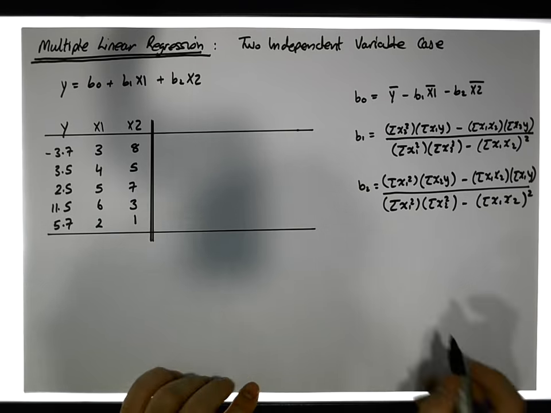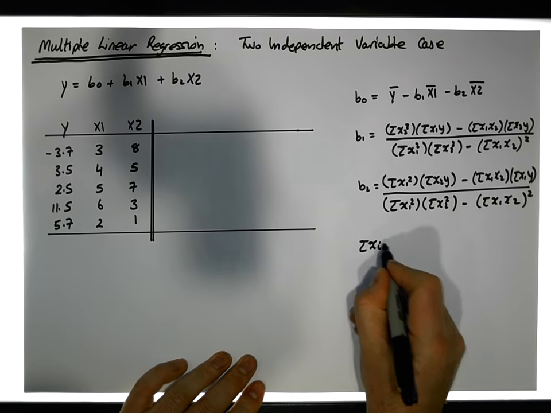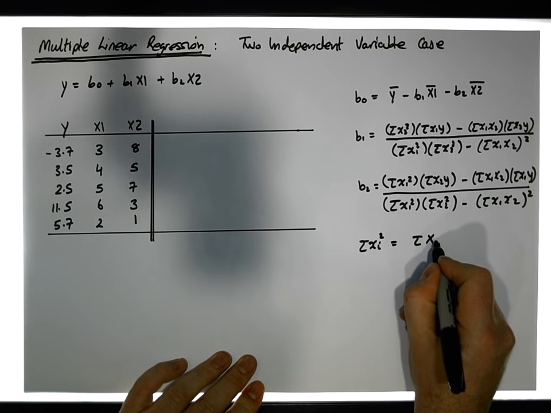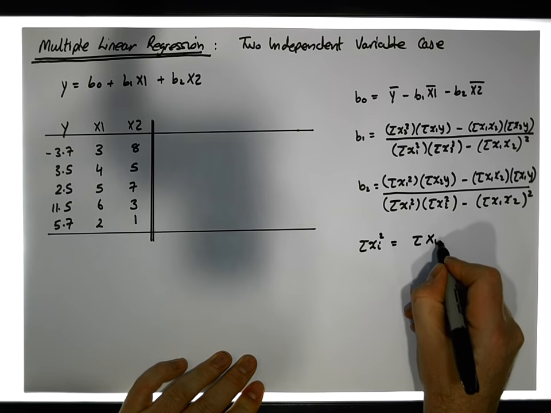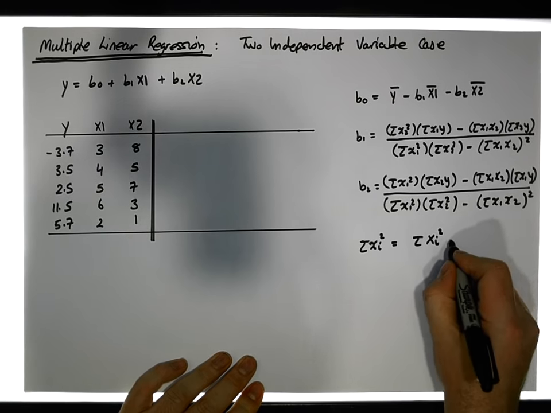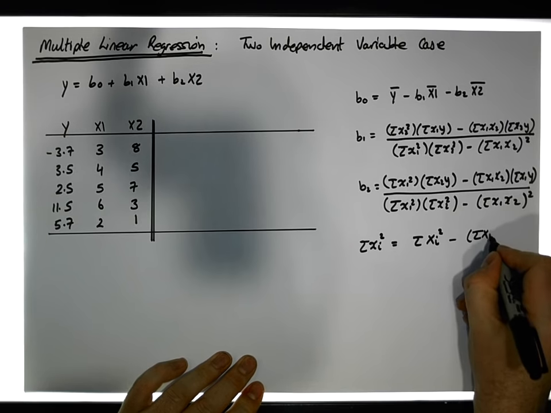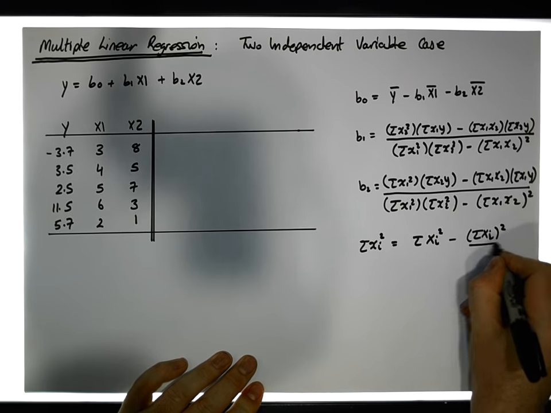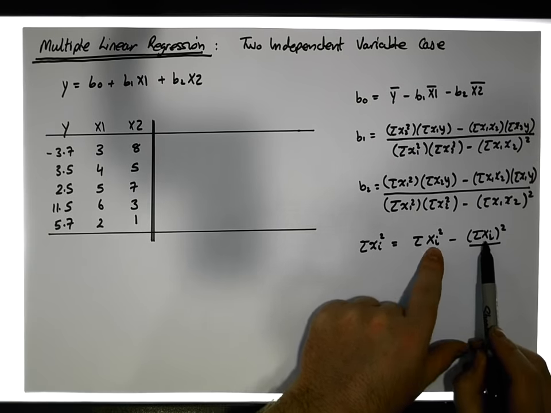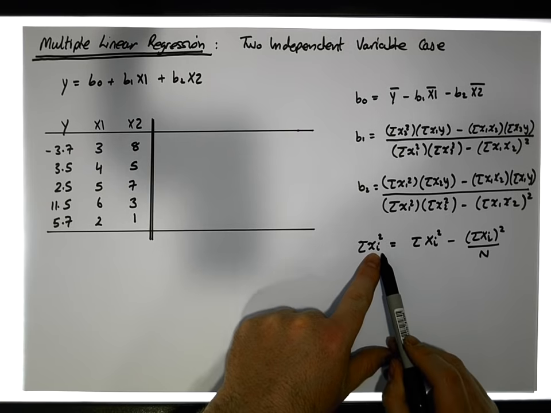So what we have is that the sum of the xi squared values is simply equal to the sum of the xi squared values, the main variable, that's a big X this time, minus the sum of the xi values, squared, over n. Now these variables are iterated across however many independent variables we have.